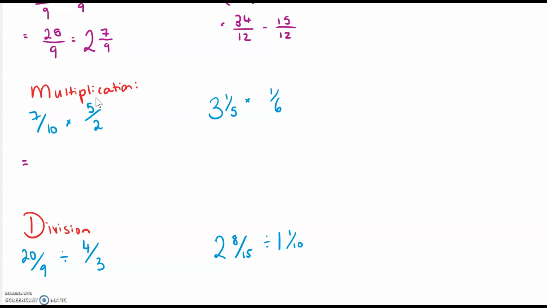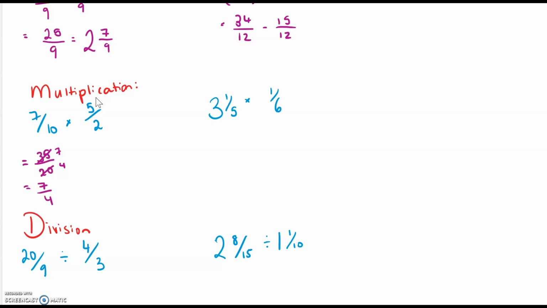So if we multiply them together straight away, we get 7 times 5 is 35, and 10 times 2 is 20. Now what goes into 35 and 20? Well, 5 goes into both. 5 goes into 35 7 times, and 5 goes into 20 4 times, so my fraction is 7 over 4.